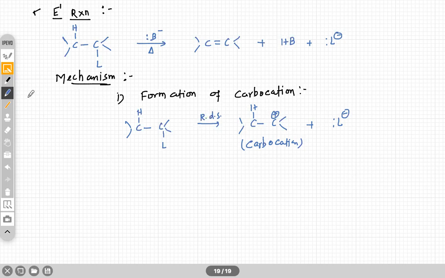Correct? Now in the second step, we have this carbocation, and the base takes H plus from the beta carbon, right? And this bond pair comes over here. This forms C double bond C plus HB. This is the overall reaction.